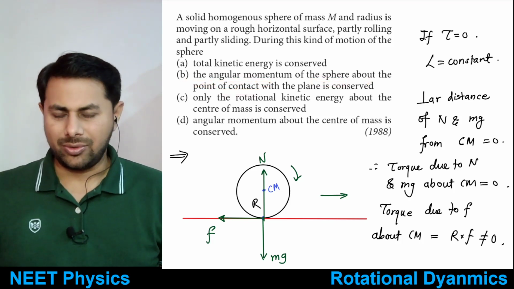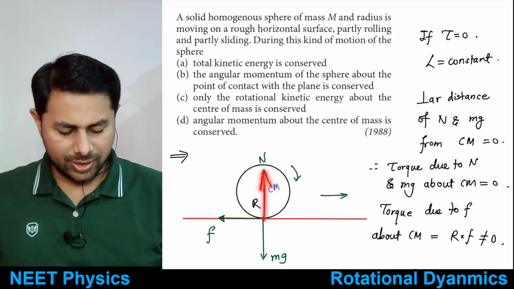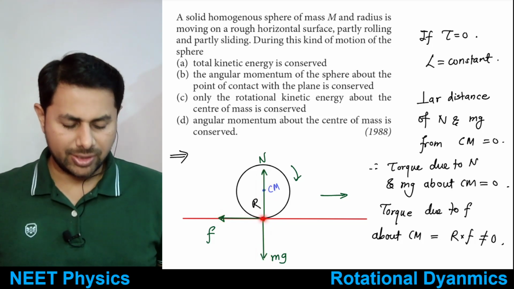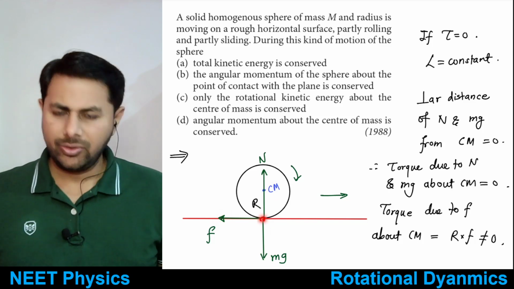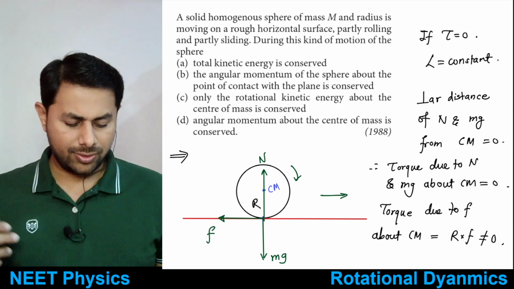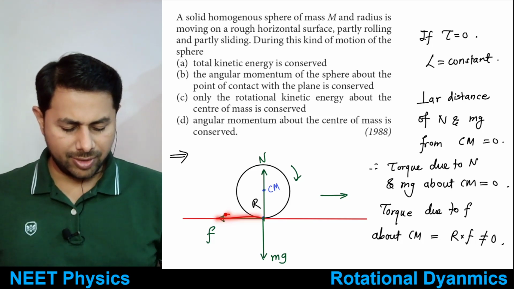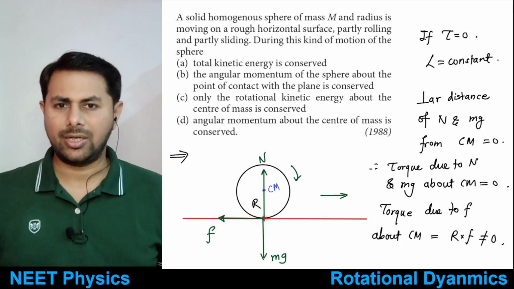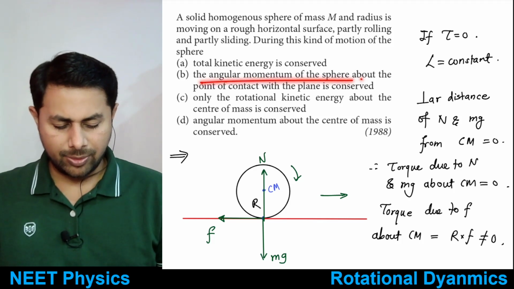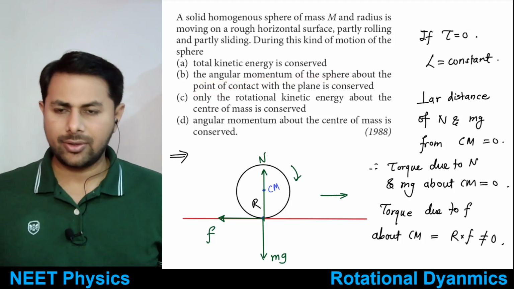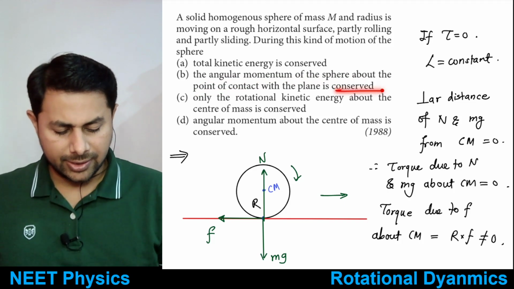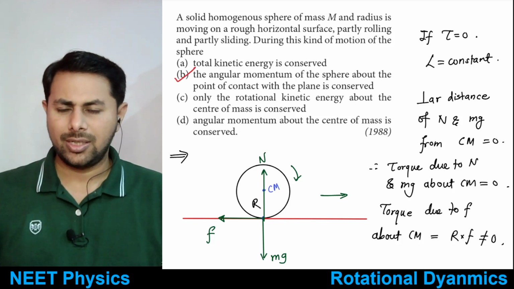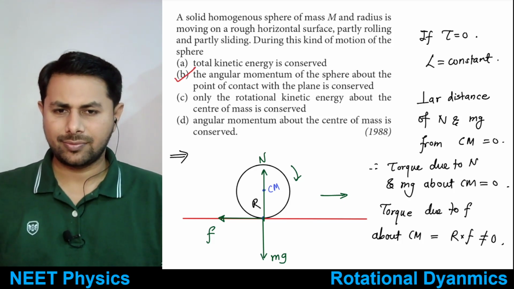Now see, all of these forces pass through the point of contact. So the perpendicular distance of these forces about the point of contact is 0. There is no torque exerted by any of these forces about the point of contact, and that's why the angular momentum of the sphere about the point of contact with the plane is conserved, right? Is this point clear to everyone?